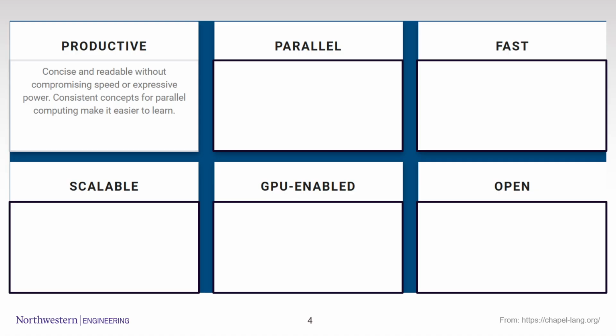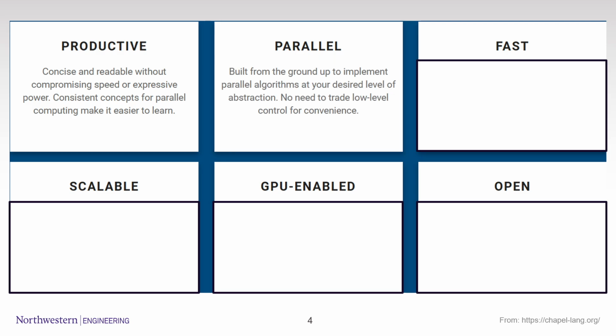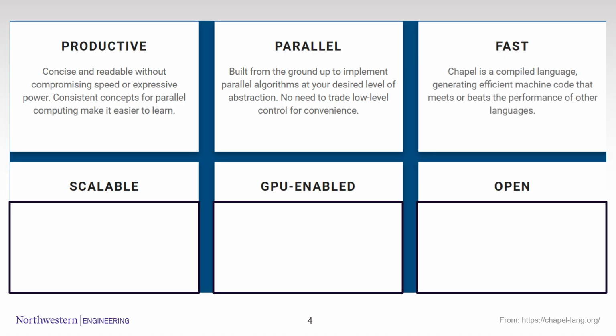On their website, they state that Chapel is productive by being concise and readable, and having consistent concepts to make parallel computing easy to learn. It's also built from the ground up to implement parallel algorithms such that the user doesn't need to trade low-level control for convenience. Chapel is also a compiled language that generates machine code that can meet or beat the performance of other languages.